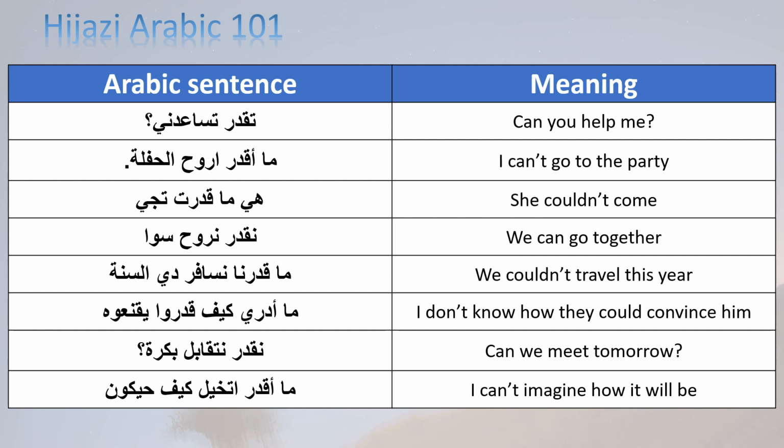Okay? The next sentence is ما قدرنا نسافر دي السنة. We couldn't travel this year. نسافر is we travel. دي is this in the feminine form. السنة is the year. So دي السنة together means this year.